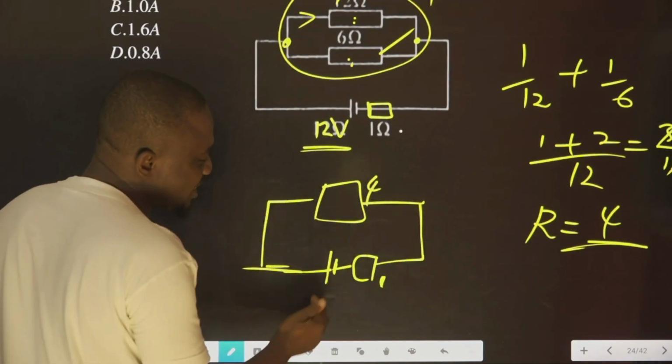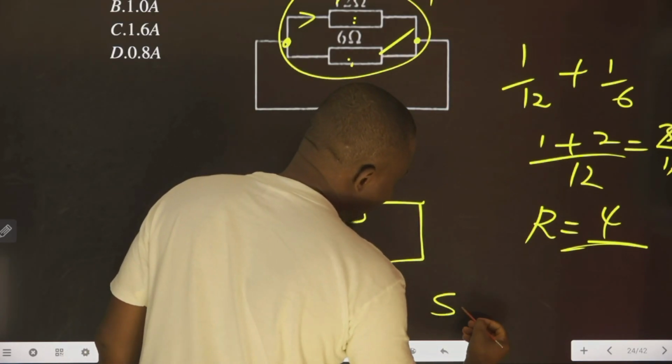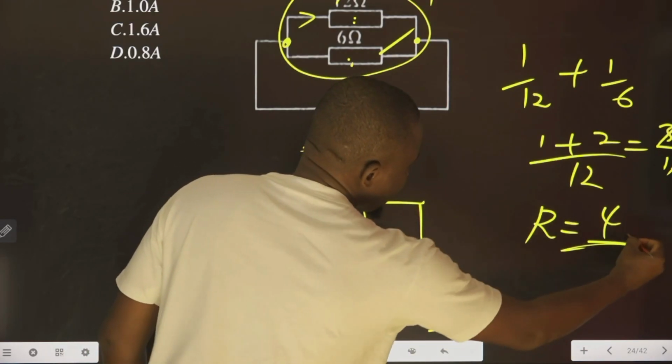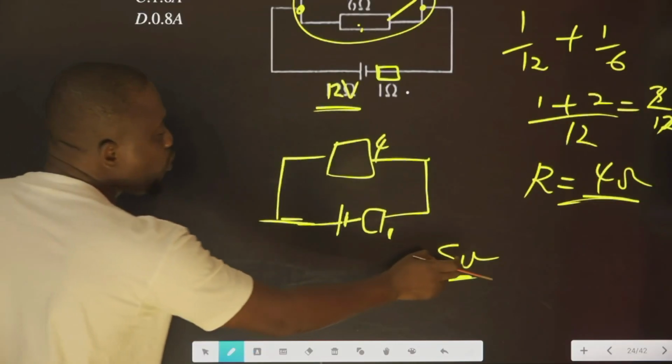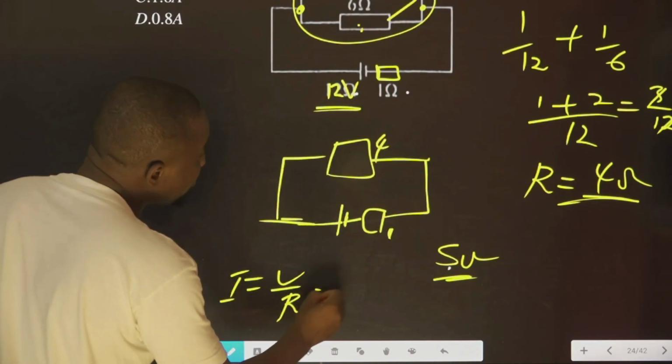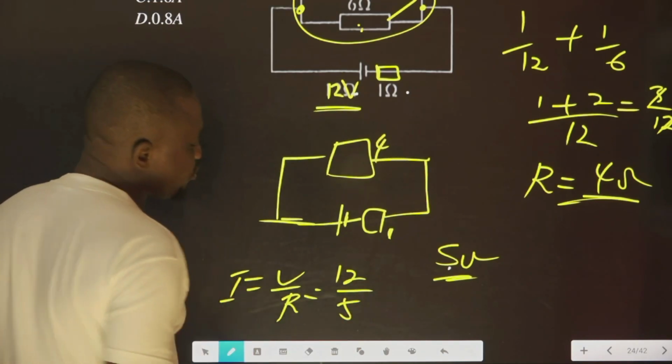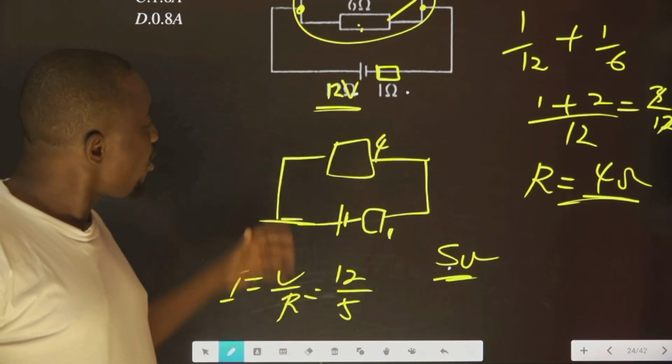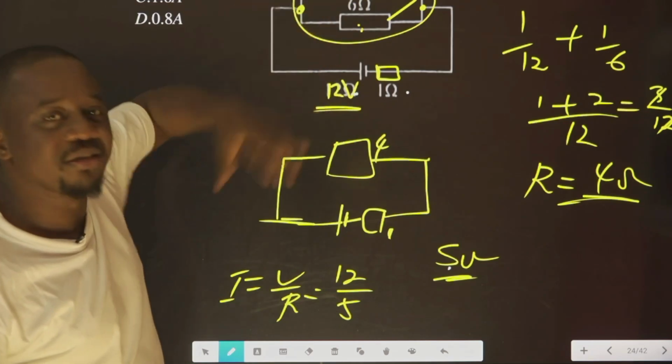When they are in series like this, these two give us 5 ohms. This one is 4 ohms. So it is these 5 ohms that we are going to use to get I as V over R. This is 12 over 5. So 12 over 5 is the current that is flowing through this entire system.